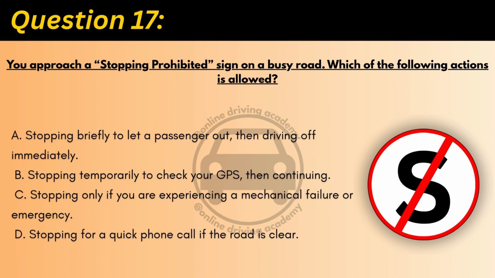Option C says stopping only if you are experiencing a mechanical failure or emergency. Or is it option D, stopping for a quick phone call if the road is clear? Now option C is the only correct answer, because remember, mechanical failure or emergency is out of our hands, right? We cannot control that. So that's the only time when stopping is allowed on this road.